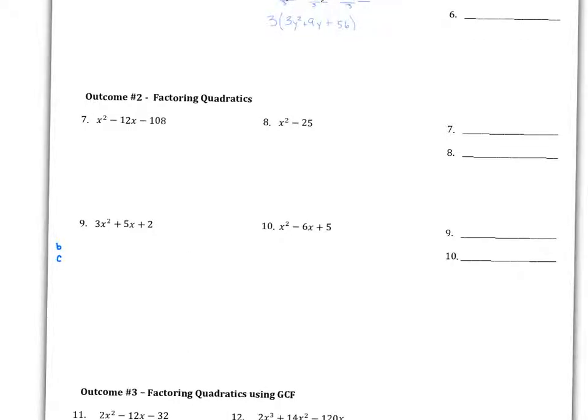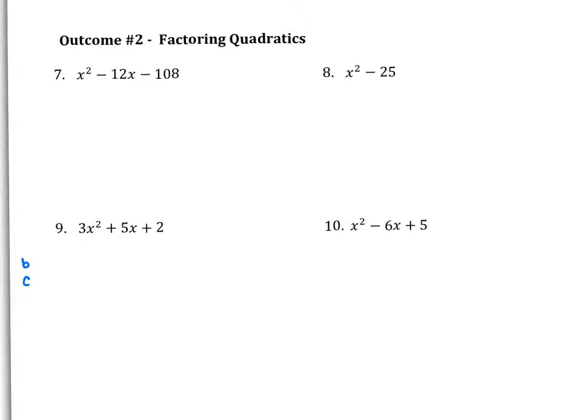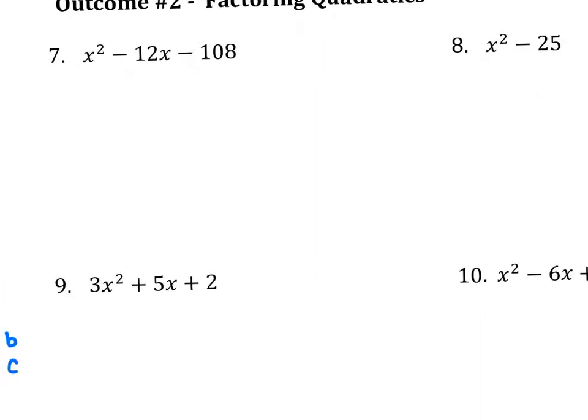In outcome number 2, we're going to look at just factoring. So you're just factoring, you're not solving, you're just doing the factors, just doing the parentheses. So I'm going to go ahead and do number 7 here. Number 7, there's no greatest common factor, there's no GCF that I can take out, actually with any of these problems in this section. There's no number or letter that you can factor out.